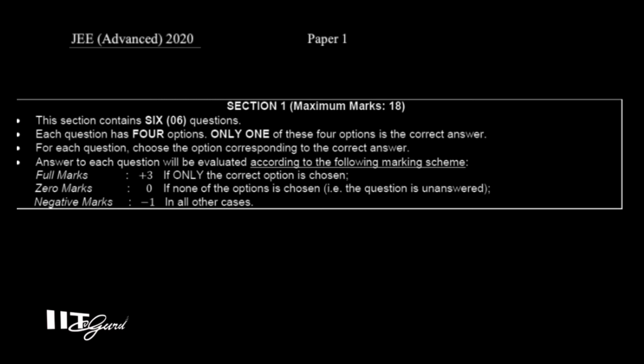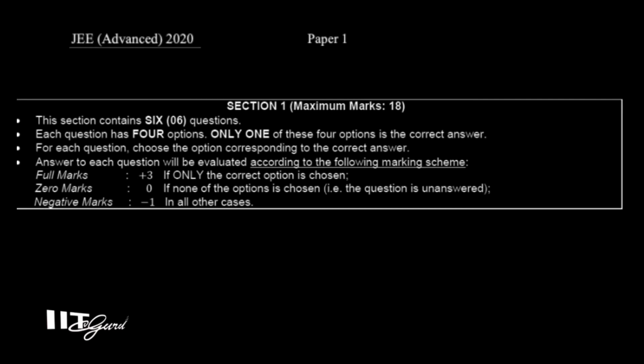As this is JEE 2020 Paper 1, Section 1. In this video we will go for Section 1. Although this Paper 1 consists of 3 sections: Section 1 consists of 6 questions, Section 2 consists again of 6 questions, and Section 3 also consists of 6 questions. In Section 1 there is negative marking, only one correct.